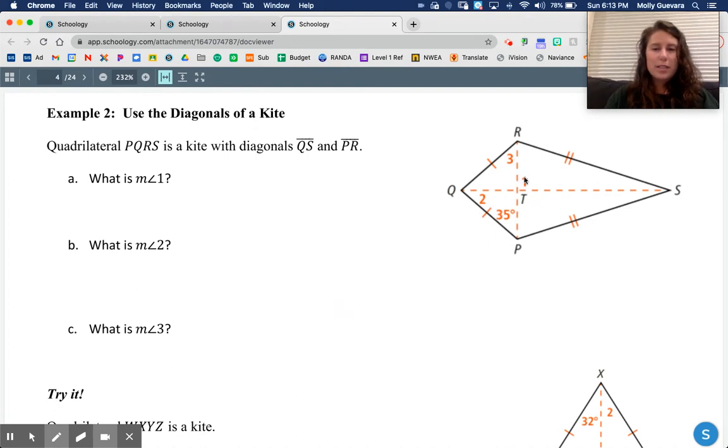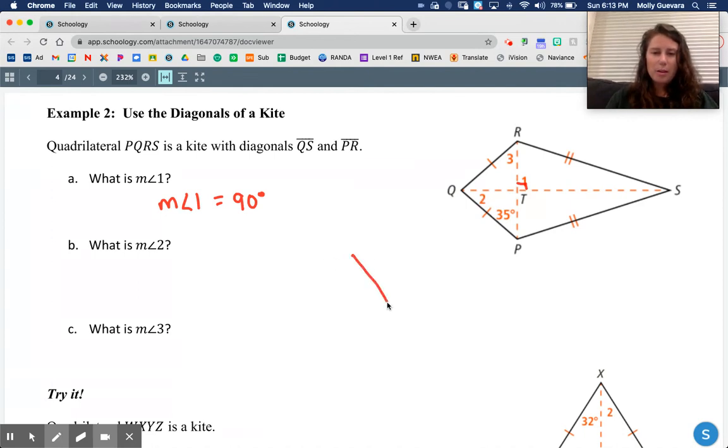So the first thing is, what is the measure of angle 1? Right here, this guy right here. And hopefully that's really quick because we see that it's at the intersection of the two diagonals. So the measure of angle 1 is 90 degrees. I'll just draw on the little square. There we go. Okay. Then it says, what's the measure of angle 2?